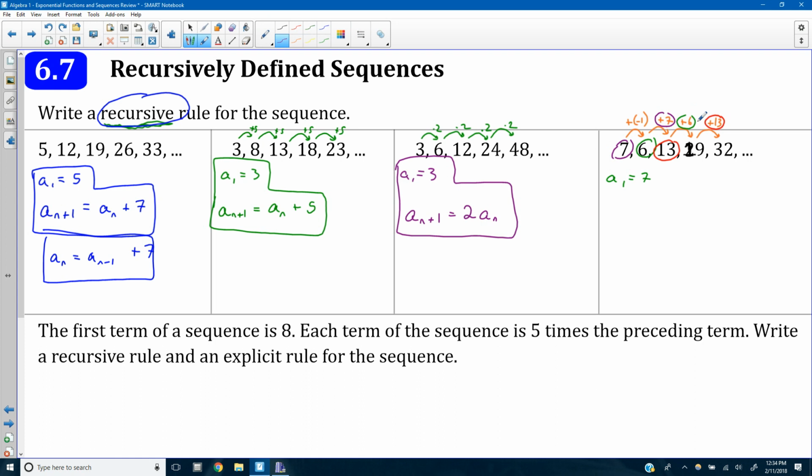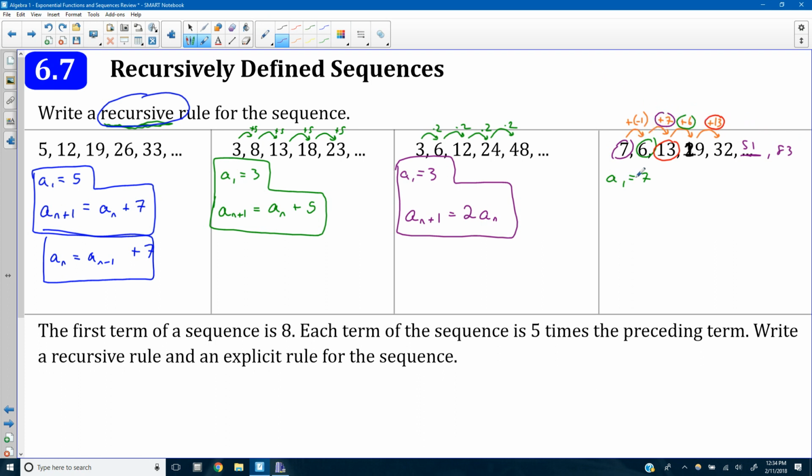Let's continue this list a little bit. If here we did 7 plus 6 is 13, and 6 plus 13 is 19, 13 plus 19 is 32, then here we do 19 plus 32, which is what, 51? And then 32 plus 51, which is 83, and so on and so forth. So we can continue it. Now, how do you write that? How do we write that?